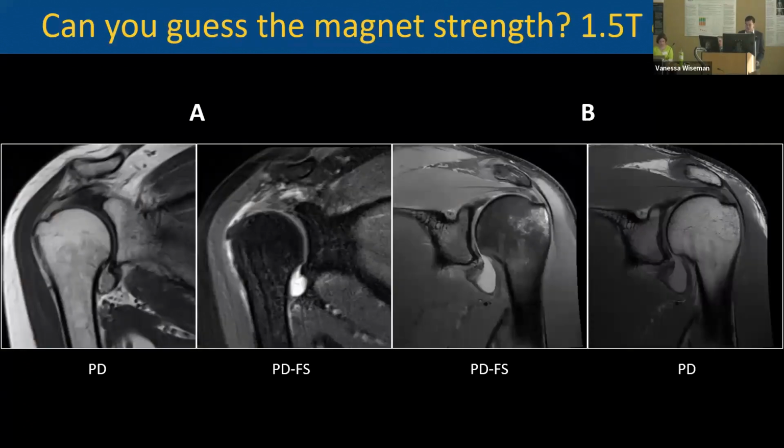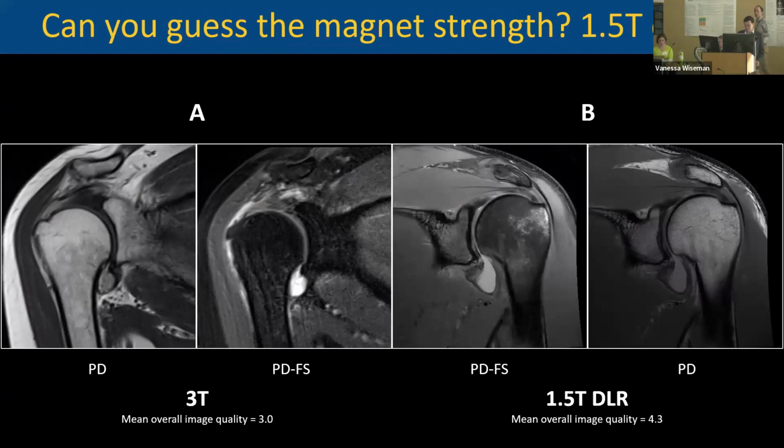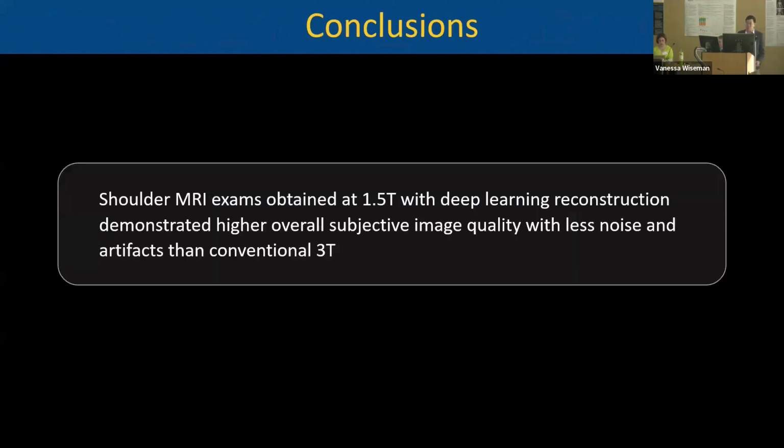So here's that first slide again. So scan A is in fact a 3T scan, and scan B is a 1.5T with the deep learning reconstruction. This is just one example showing our overall conclusion, which is that shoulder MRI exams obtained at 1.5T with DLR showed higher overall subjective image quality with less noise and artifacts than conventional 3T.